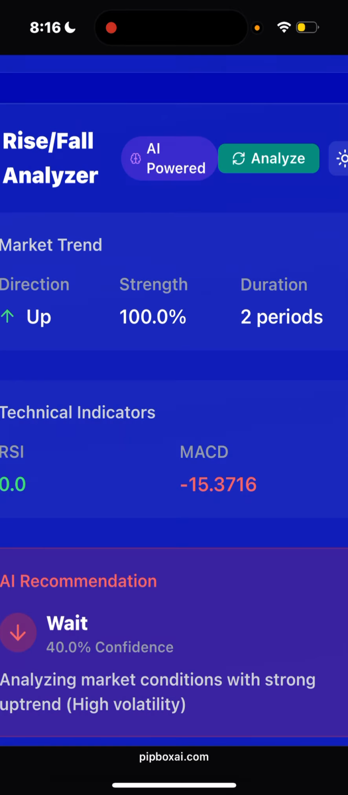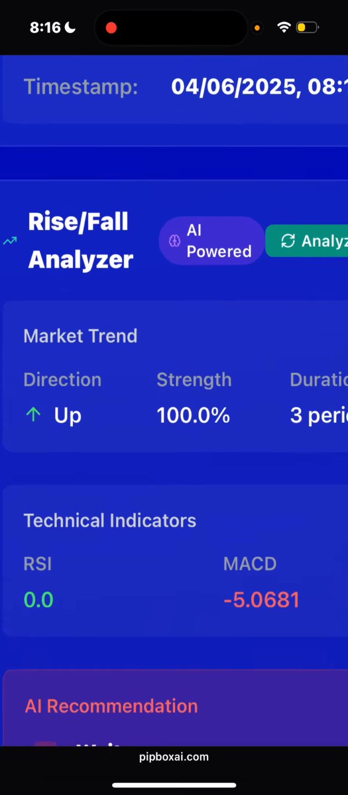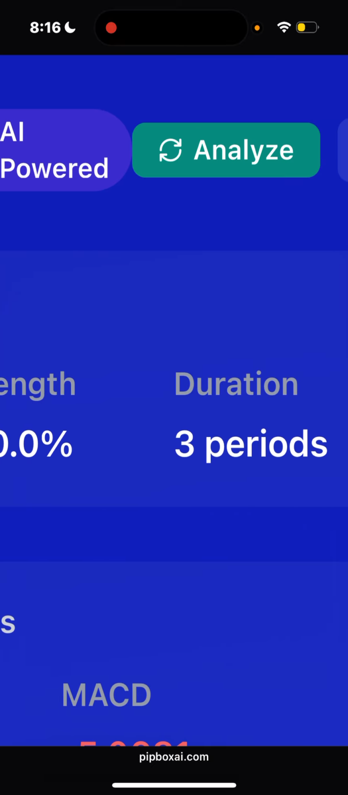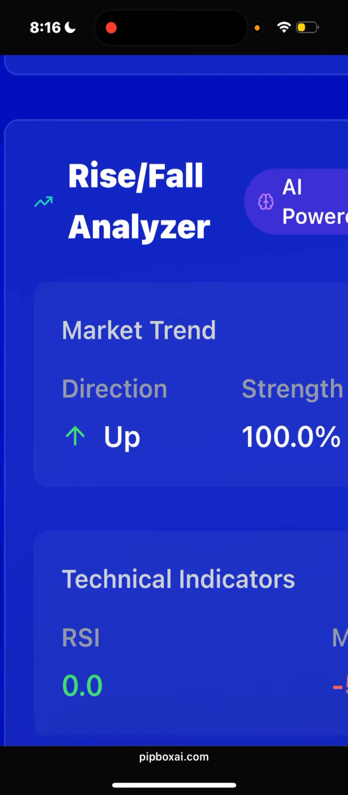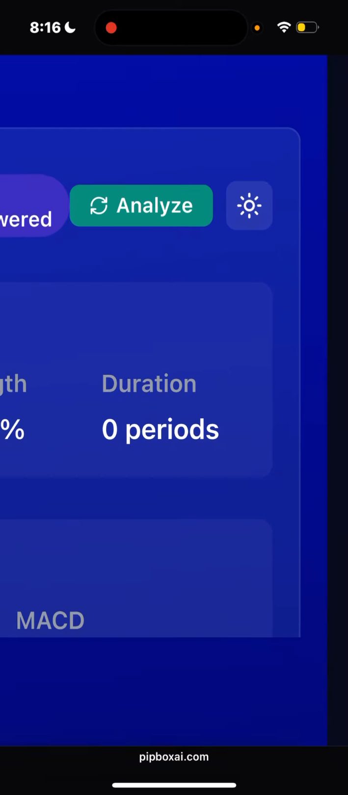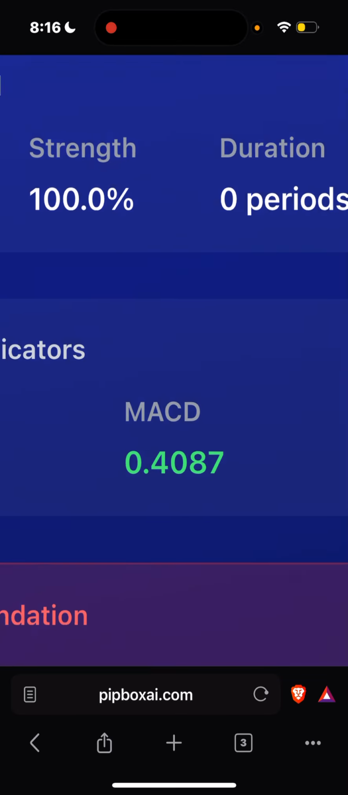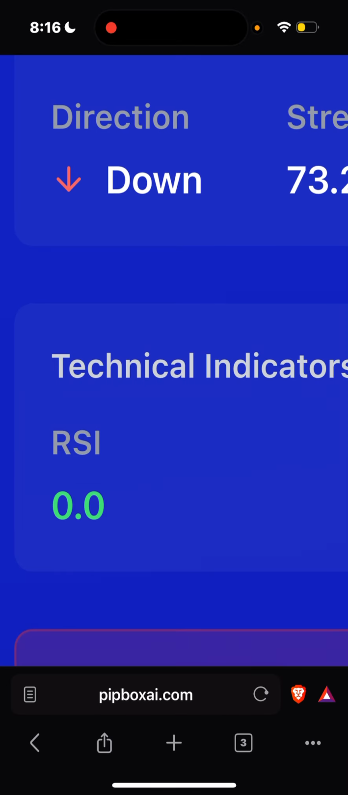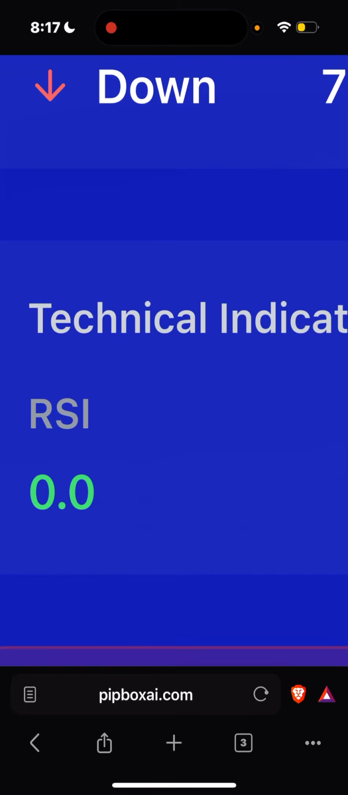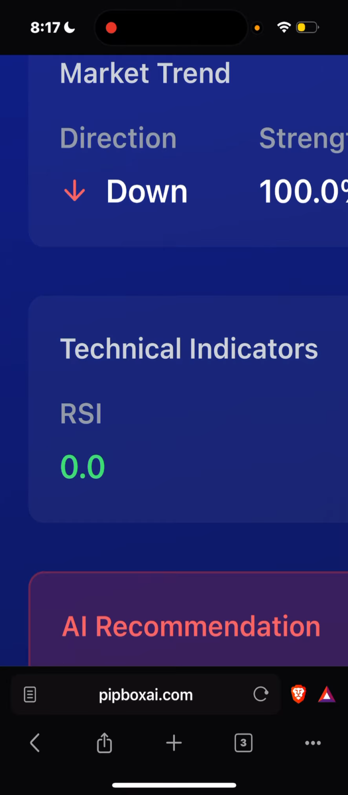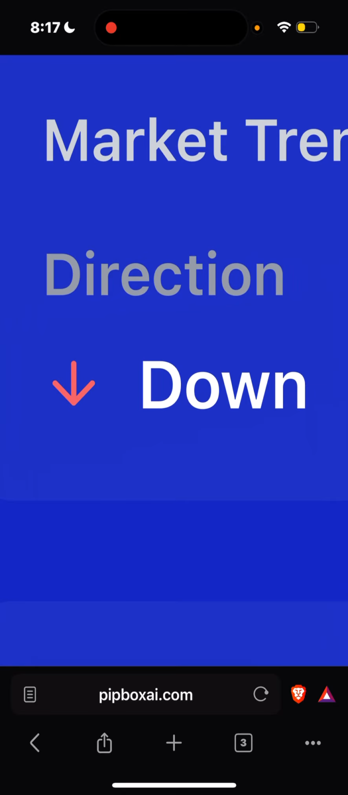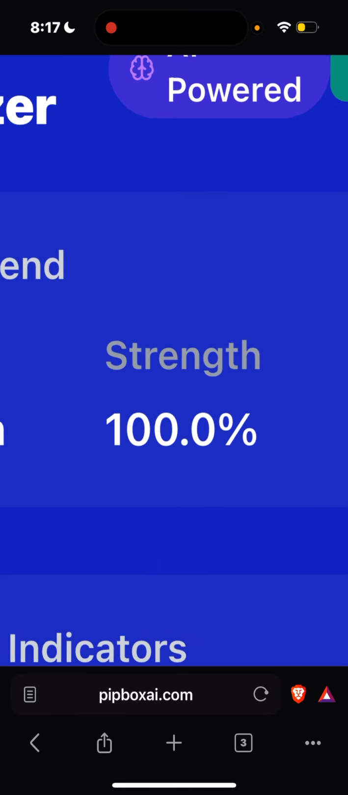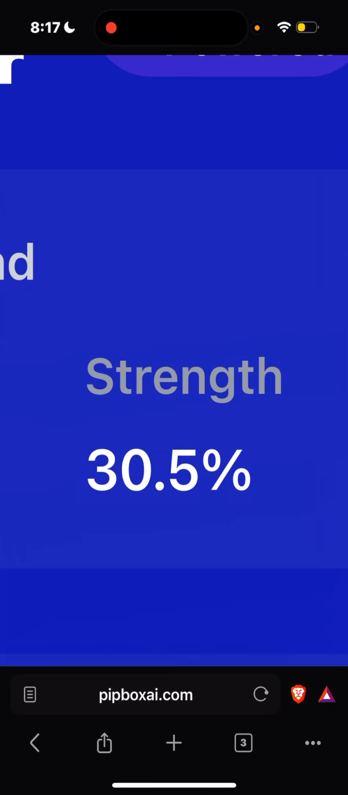Let me just repeat it once again. You can see the direction and the strength. These are the most important things. These other things, such as the period, the MACD indicator, and the RSI or relative strength index indicator, are just used in the background to check things such as strength and volatility. If we get a direction signal here, we also get the strength of that signal.